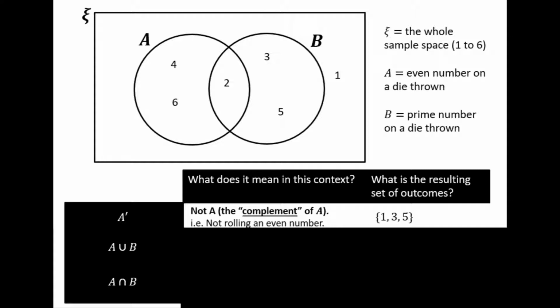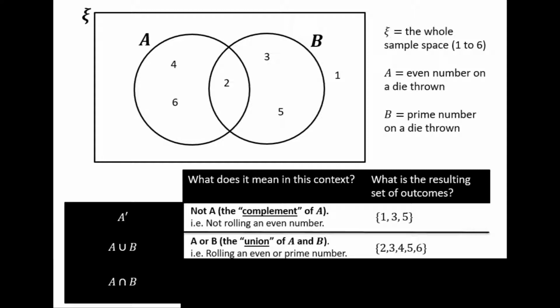Next, we have A union B. What does it represent in context? It's anything that is an even number or a prime number. Anything inside any of the circles. And A intersection B, in this context, it's anything that is A and B. Anything that's an even number and also a prime number. The overlap between the two sets, in this case, number 2.